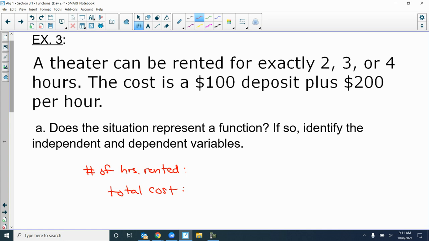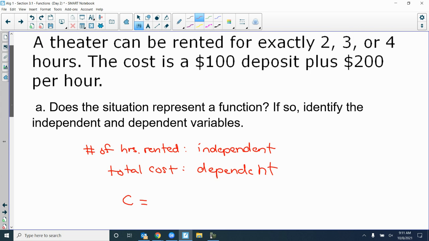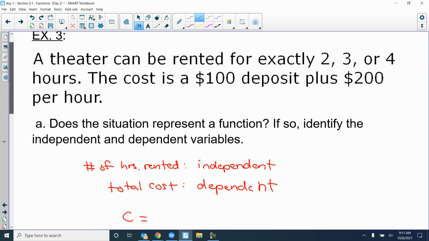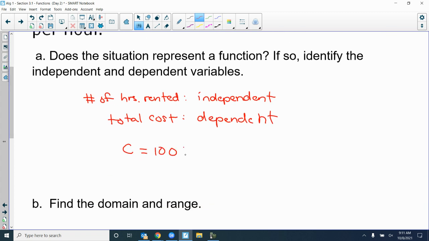All right, number of hours rented. Which one depends upon the other one? Lucas? Total cost depends upon hours rented. So independent is right here, and then total cost is dependent. Now to figure out the total cost, we're going to have to come up with an equation. So the cost, I'm going to call it C, is going to equal $100 plus $200 per hour, right? So that would be $100 plus 200H.